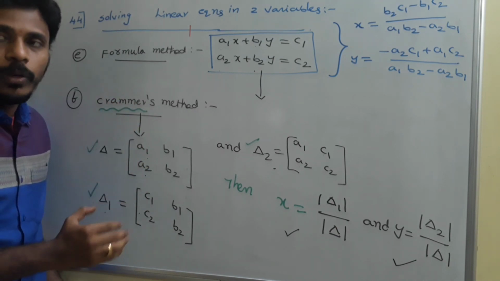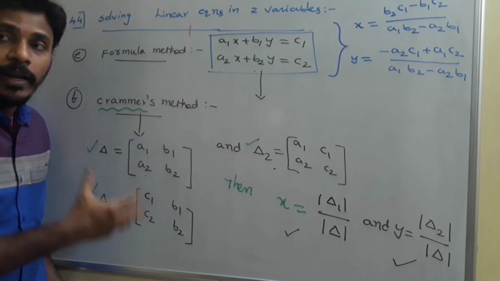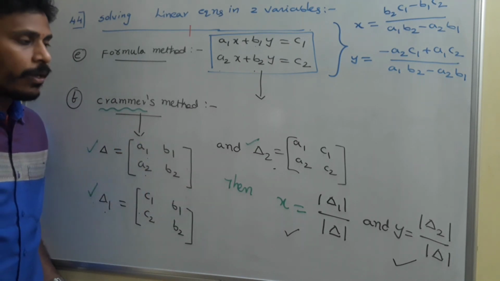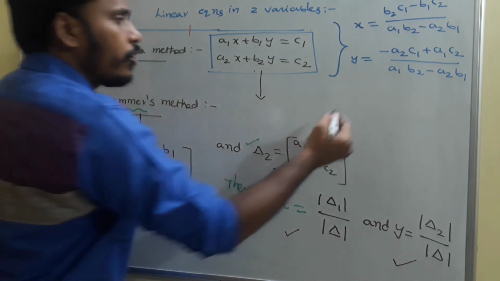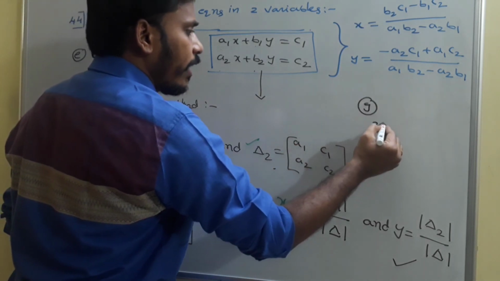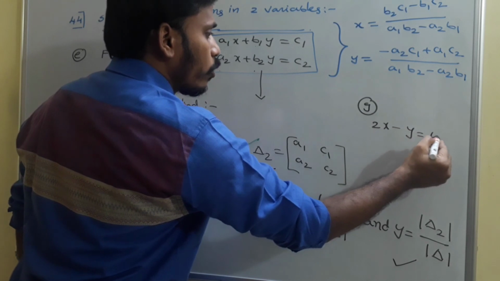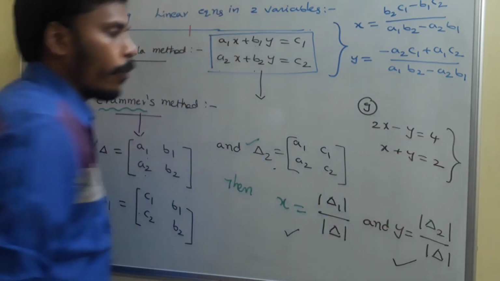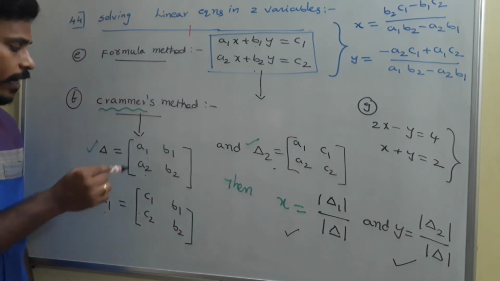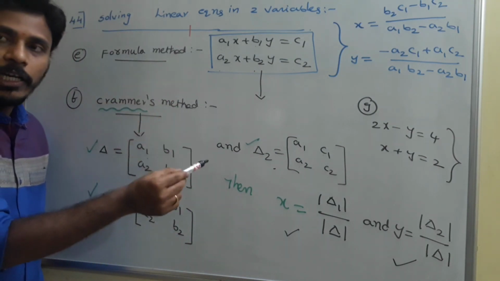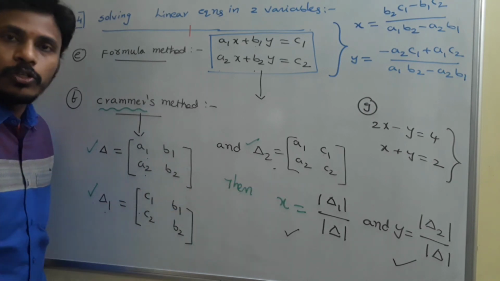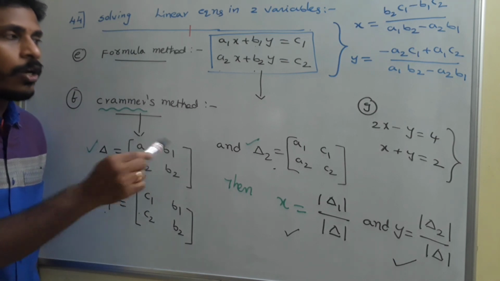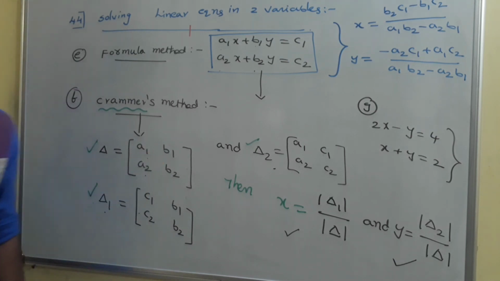In the next class, we are going to discuss finding solutions for linear equations in 3 variables with the methods one by one. Now try to solve this. We have these equations: 2x minus y equals 4, x plus y equals 2. Try to solve these 2 equations by Cramer's method. Write delta, delta 1, delta 2, and then use x equals delta 1 by delta and y equals determinant of delta 2 by delta to find x and y.